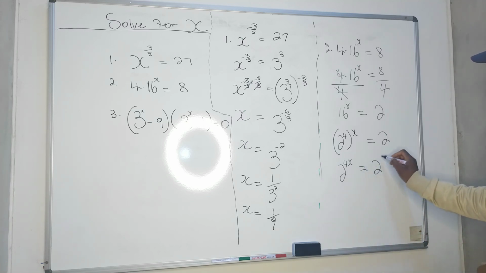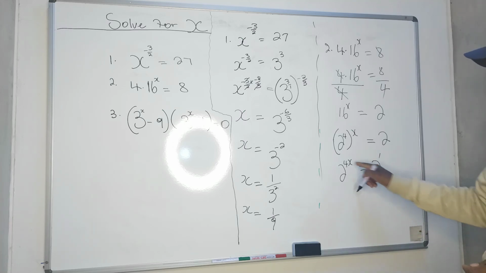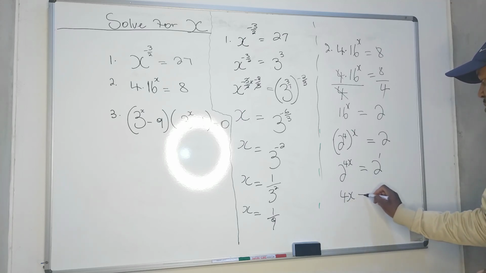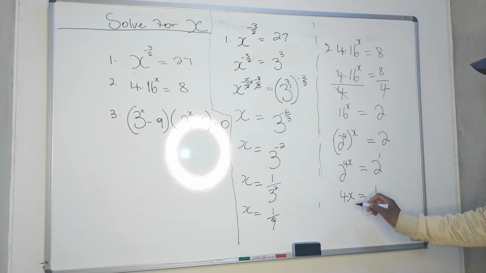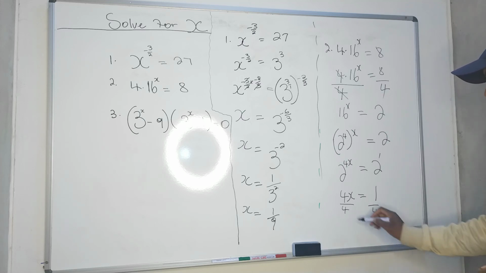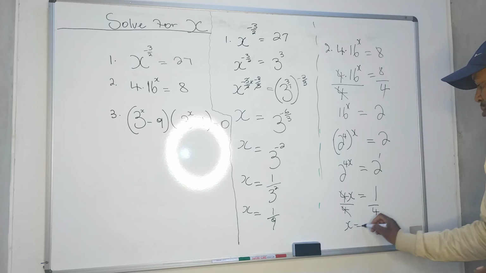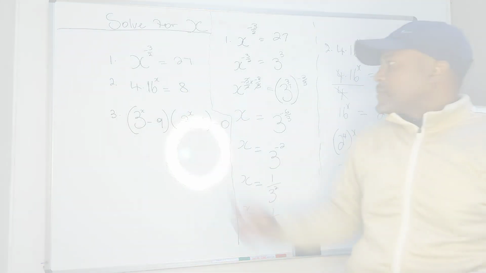So this 2 has got a power of 1, because any number has a power of 1. The bases are the same, and if the bases are the same, the rule says you equate your exponents. So 4x is equal to 1. Solving the value of x, we divide both sides by 4. 4 will cancel 4, and we remain with x is equal to 1 over 4. That is the answer for number 2.